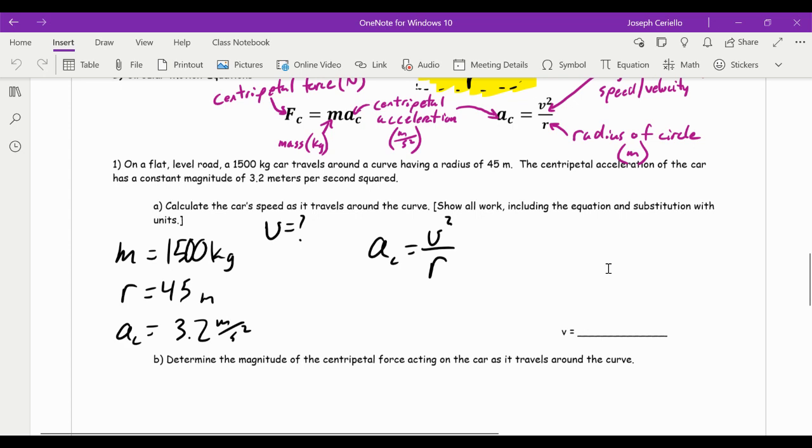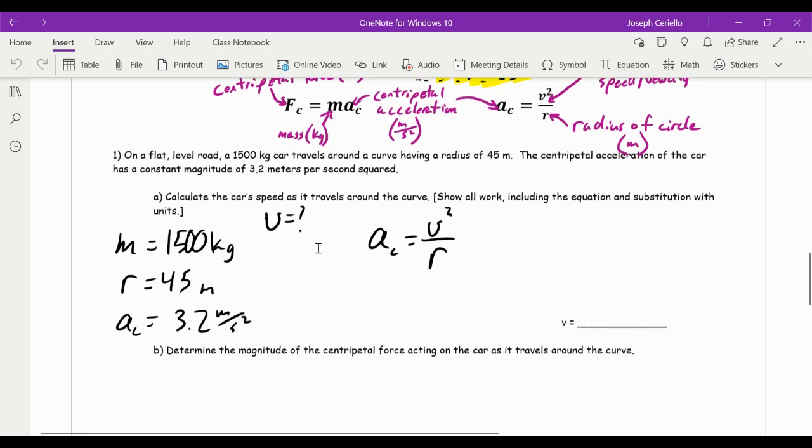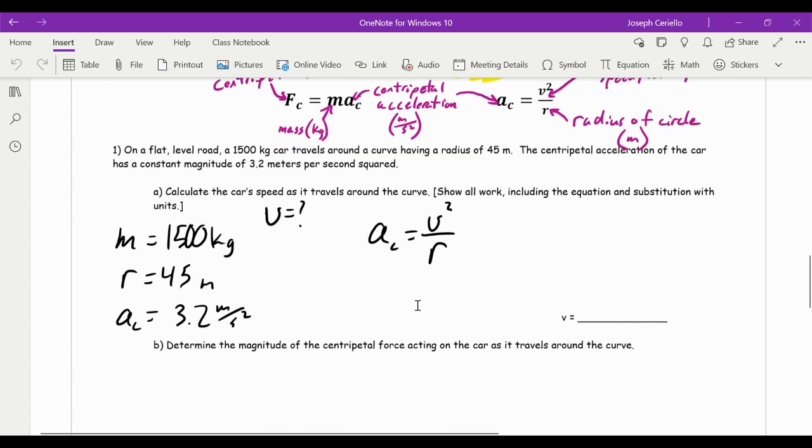So, depending on which class you were in, we left off somewhere here where we have the mass of a car going in a circle, the radius of the circle, and the centripetal acceleration. And we need to find the car's speed. So we decided to use the equation a_c equals v squared over r because we have everything except for v.